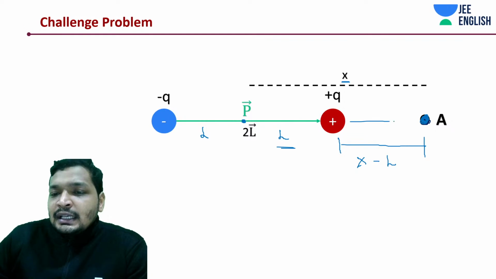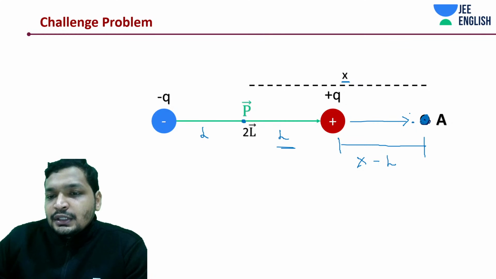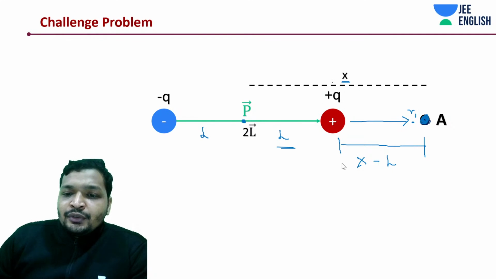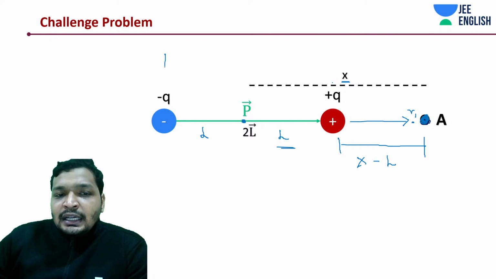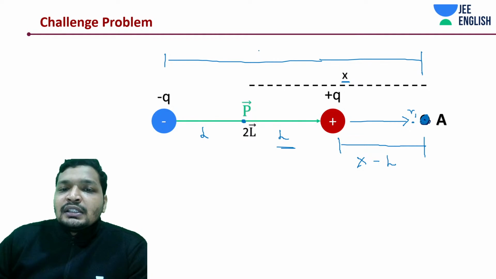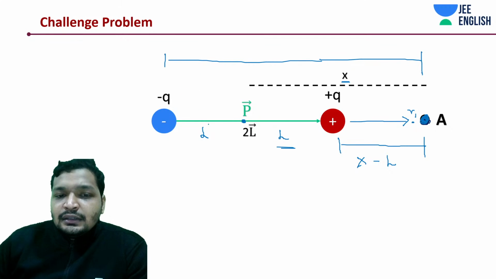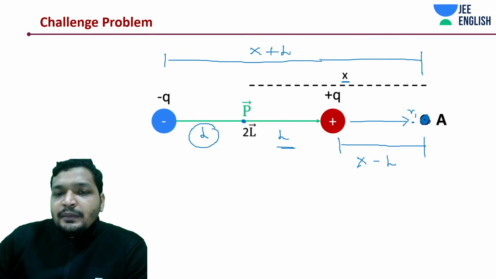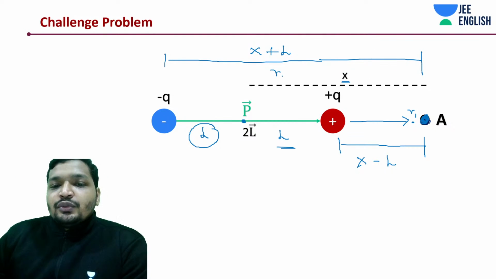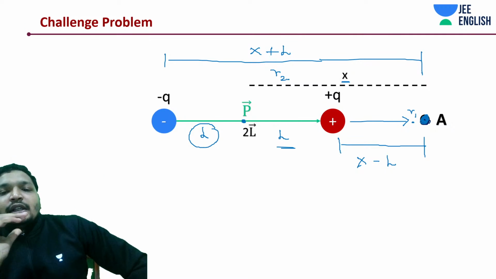Let's call this distance r1, this vector r1. And now, of course, as you know, I'm going to get to the negative charge. This negative charge is at a distance of how much? You need to add half the distance of separation, since x is from the dipole center, so this L should be added. It's going to be x plus L. Let's give it a name, r2. Can we say something like this?